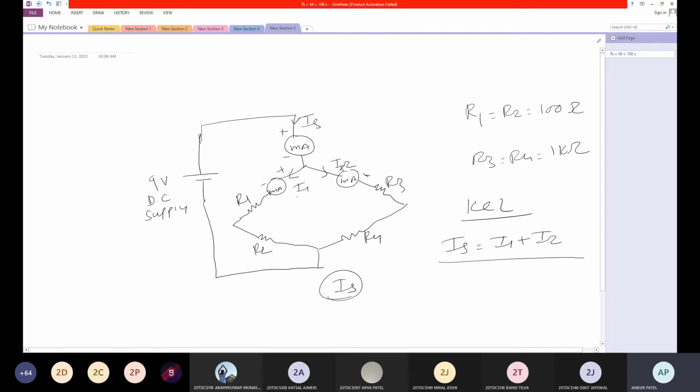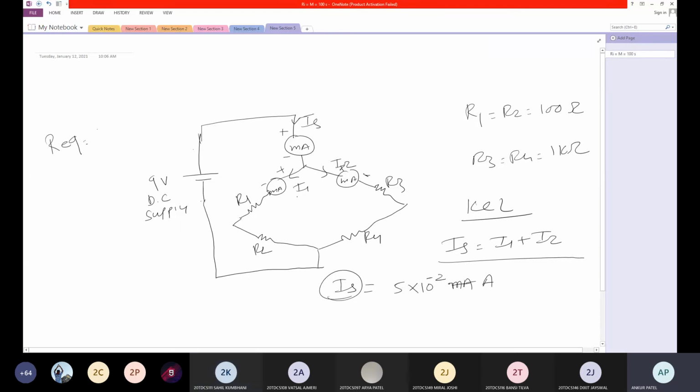One answer is 5 into 10 raised to minus 2 ampere. Is it ampere or milliampere? Okay. Any other answer? How did you get it, by which equation? R1 and R2 are in series, R3 and R4 are in series. So what did you find first? R equivalent. Okay, find out R equivalent.